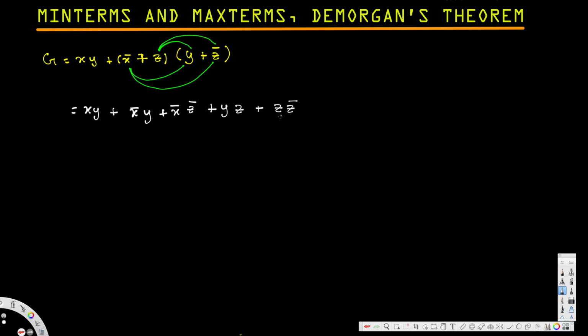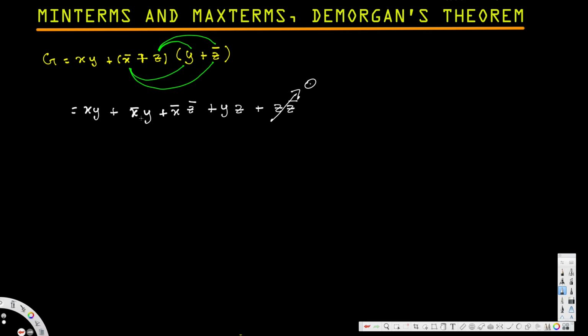z z bar is going to be 0 because when we have an AND gate and we have a complement, if z is 1, the complement is going to be 0. If z is 0, the complement is going to be 1. So we have 1 and 0. When we have an AND gate and we have a 0 there, the whole thing is 0. So this is going to be 0. Now we are left with this one.